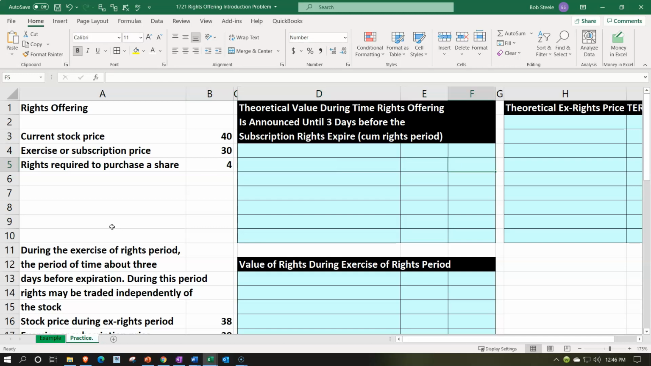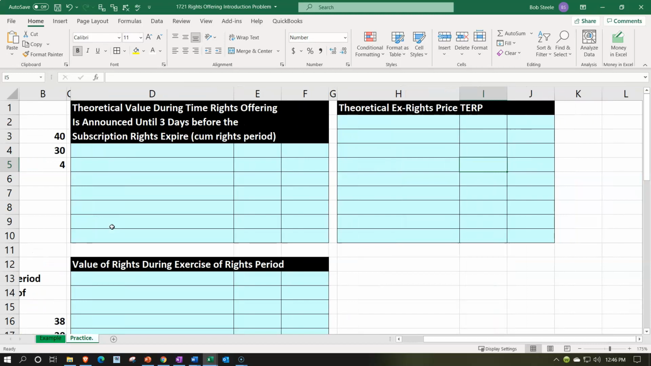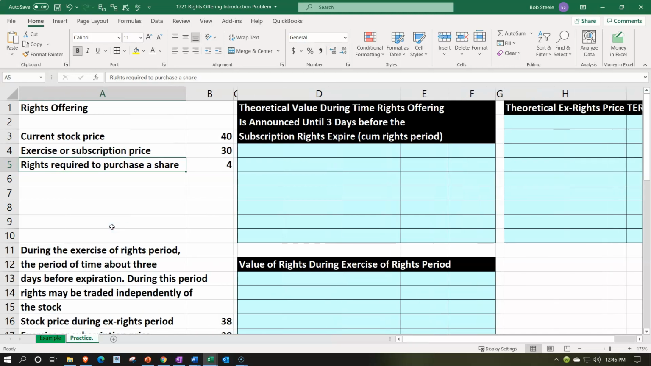Then we can also think about what will be the theoretical ex-rights price, the TERP, after this whole thing is said and done. The original price is 40, and you would think it would go down a bit, because they're saying that they're going to sell some amount of shares at an amount that we would assume to be below the market price, and that's basically going to lower what we would expect the price to be after this whole thing is said and done. So we'll talk about that shortly.